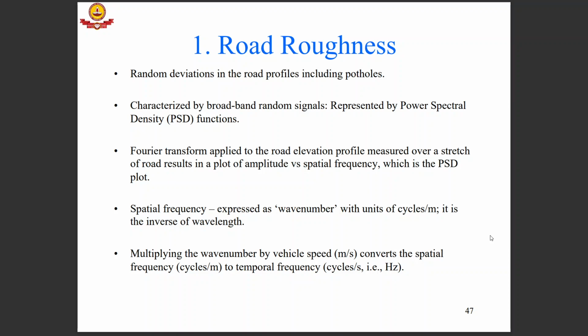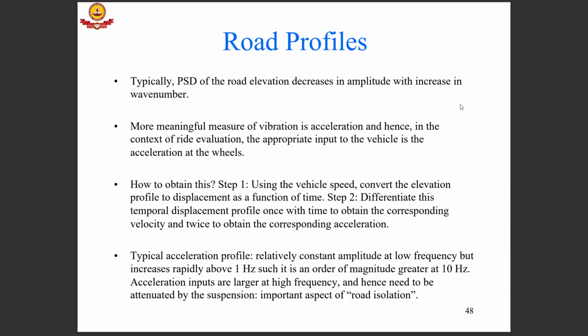Right. So how we perceive the profile of the road also depends on what speed we are going. So by multiplying the wave number by vehicle speed, we can convert the spatial frequency to temporal frequency. Typically the power spectral density of road elevation decreases in amplitude with increase in wave number. A more meaningful measure for this kind of vibration is acceleration, and hence that is used in ride evaluations. So we have some process given here.